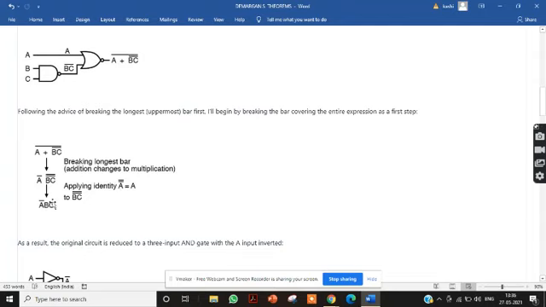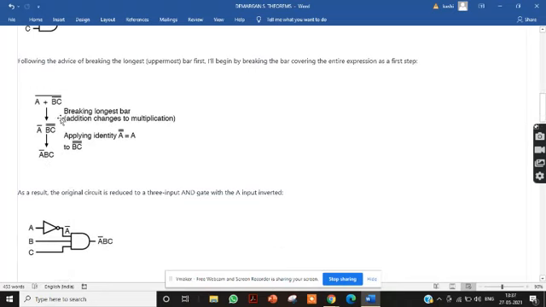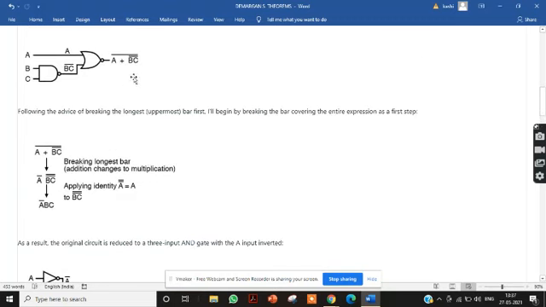Now you apply the identity here. A bar whole bar becomes A to BC whole bar. Then what does it become? A bar into BC. So what we will observe is this: (A plus BC) bar whole bar becomes A bar BC. This is simply an AND gate.